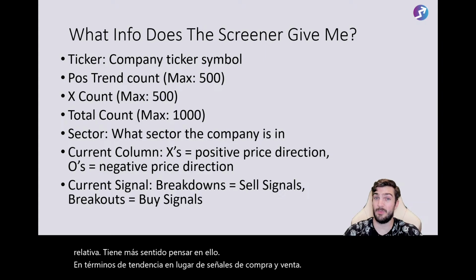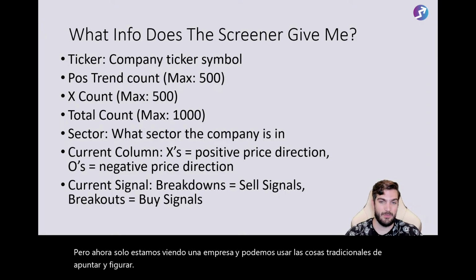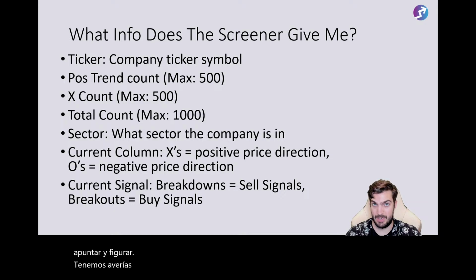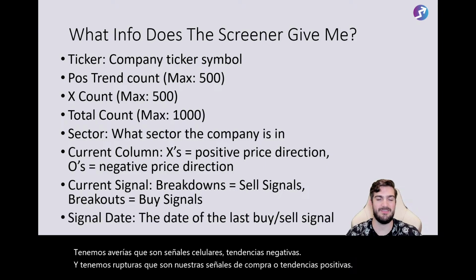But now we're only looking at one company, and we can use the traditional point and figure stuff. We have breakdowns, which are sell signals, negative trends, and we have breakouts, which are our buy signals or positive trends. And then finally, we have signal date.